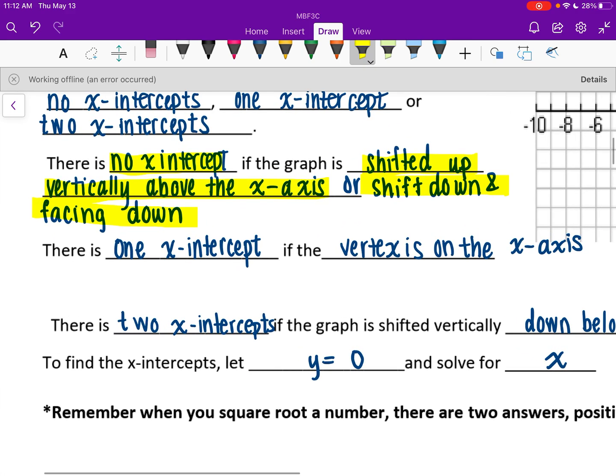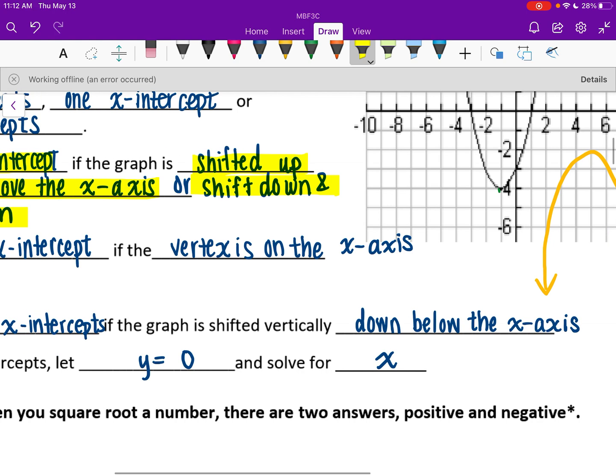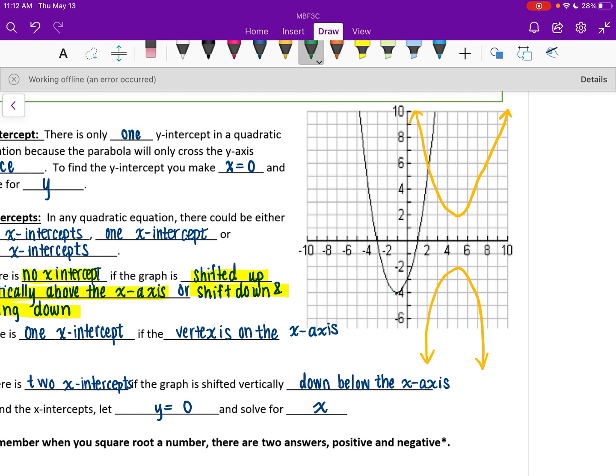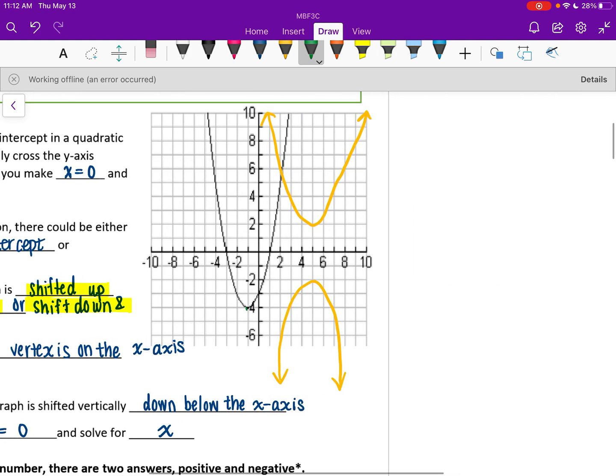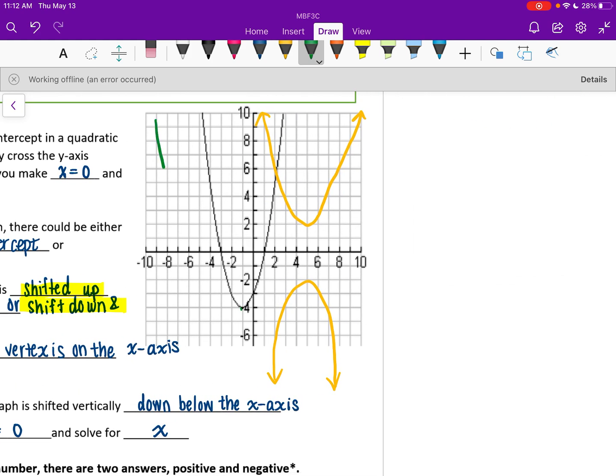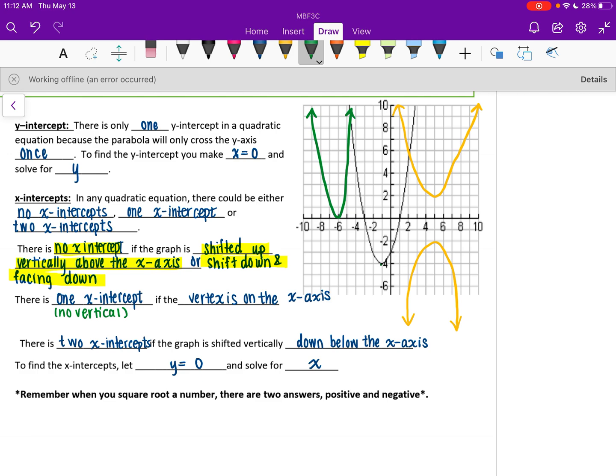You'll have 1 x-intercept when the vertex is on the x-axis. So say there's no vertical shift, and it's just lying there on the original x-axis. So it'll look something like, and I'll just do this in green so that we can see it, right, it looks something like that. That's what would have 1 x-intercept because it only hits the x-axis at that one point, right?